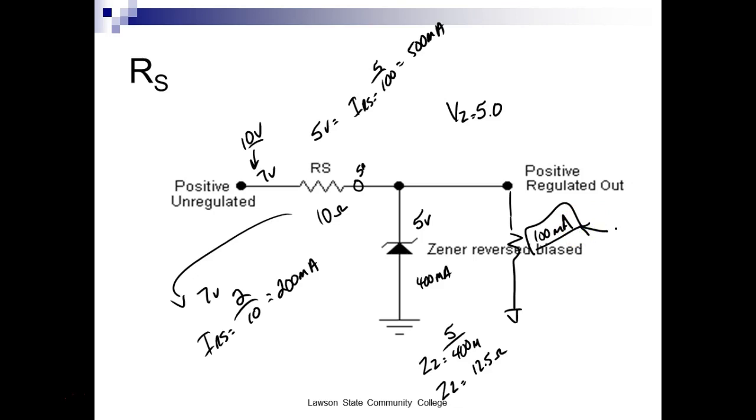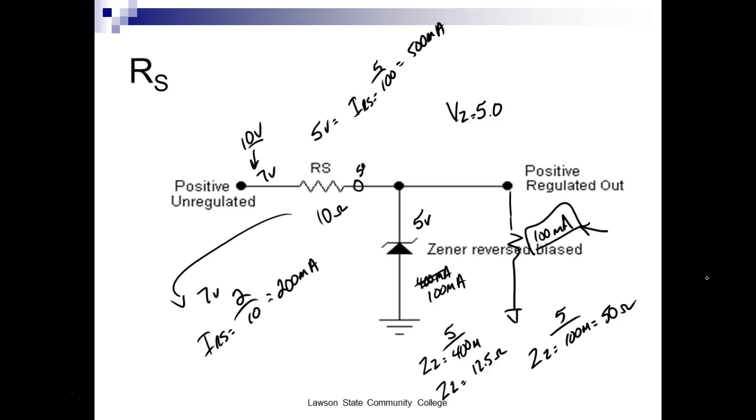What's the current through my load? 100 milliamps. That's my load, right? You understand? So now the Zener current drops down to 100 milliamps. Now, how did it do that? Well, it literally dynamically changed its internal resistance. So now my Zener resistance would be equal to 5 divided by 100 milliamps, which is 50 ohms.